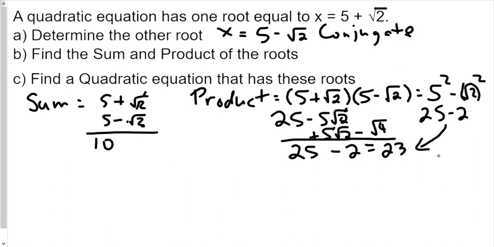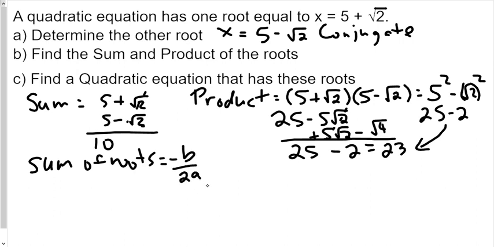Well, if you remember, the third thing is that the sum of roots is equal to negative b over a. Not to be confused with our axis of symmetry, which is negative b over 2a. Oops, that's actually what I did.